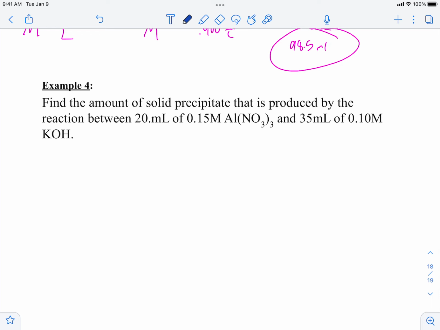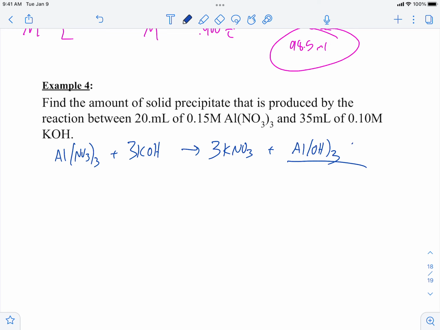Okay, so here they come up and tell you the volume and molarity of 2 different solutions. So again, first things first, balanced equation. So aluminum nitrate, potassium hydroxide, KNO3, and AlOH3. We balance this. I need 3 of these. I need 3 of these. Okay. Check my solubility rules. Hydroxides are insoluble. That's this guy.